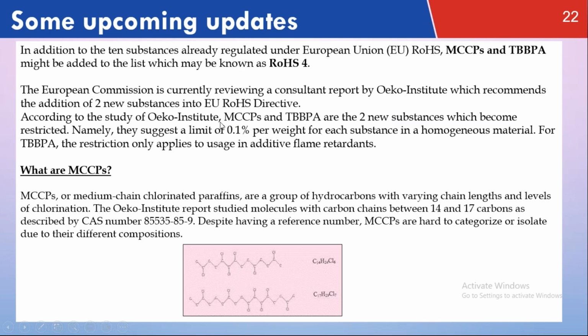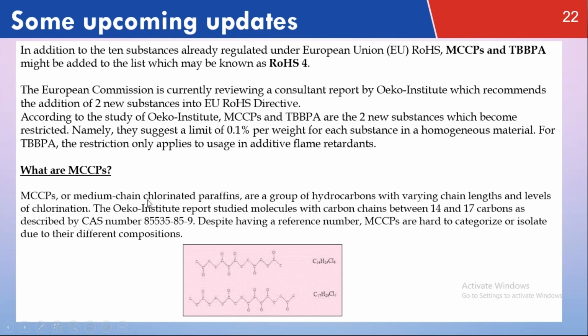According to the study, these 2 new substances will become restricted in the latest restricted list, which is going to come in future. Namely, they suggest a limit of 0.1% by weight for each substance at the homogeneous material level. For TBBA, the restriction applies only if it is used as an additive flame retardant. Further, we can see what MCCP and its uses and threats are, as well as TBBA and its uses and threats. So first, MCCP.